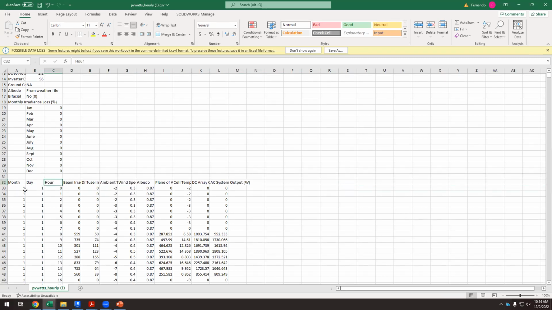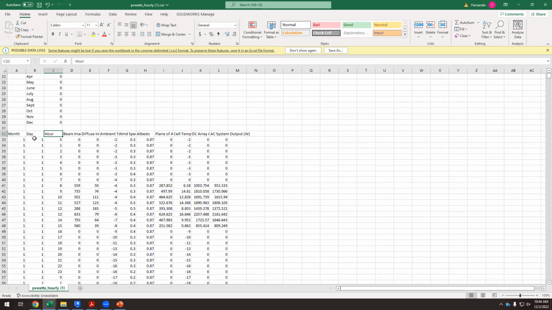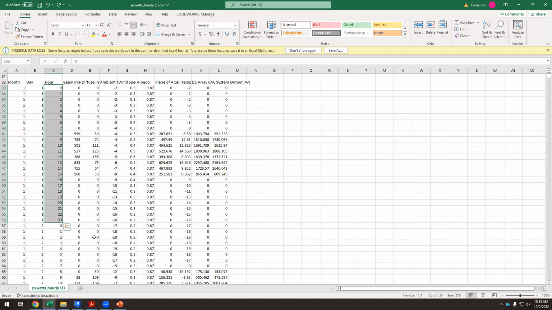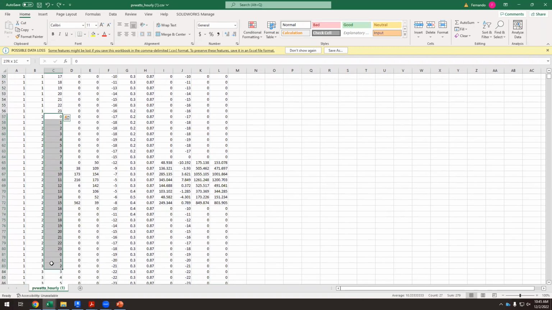Okay, so we can select the daily or the hourly information here. So month 1, January, day 1, first, hour 0. So from 0 to 23. This is January the 1st. And that will be January the 2nd.